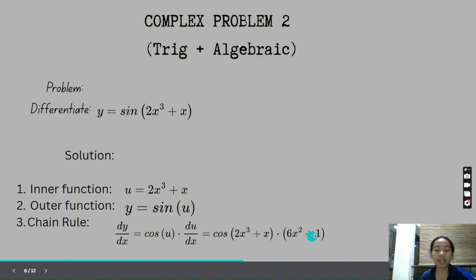So now combining all the answers, the derivative of sine of 2x cubed plus x is simply cos of 2x cubed plus x times 6x squared plus 1.